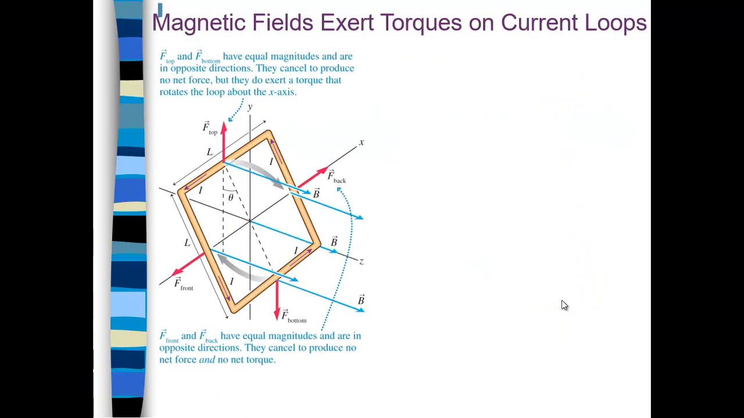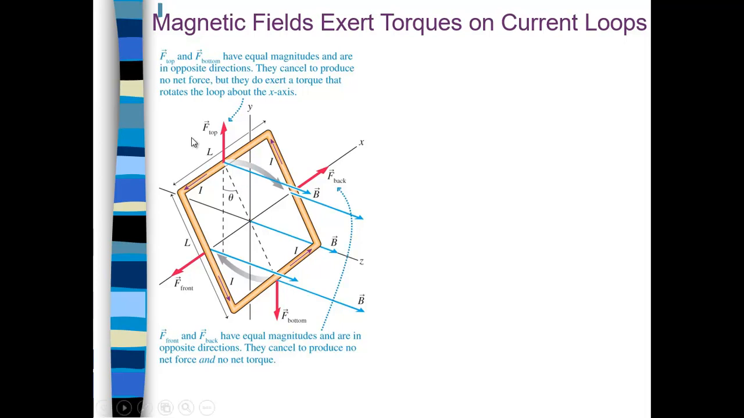So what happens when you have an external magnetic field, created by two magnets on either side of this current loop, and we have a square current loop. The current is going around in a counterclockwise direction. If we have an external magnetic field, then the force at the top of the current loop is going to be equal to the force at the bottom of the current loop. They're equal magnitude in opposite directions, so they create no net force. There's a force in the front and a force in the back. These forces in the front and the back cancel each other out, and there's no net torque from them.